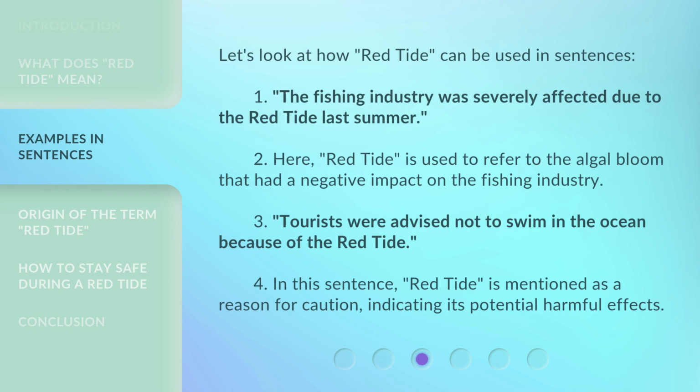Let's look at how red tide can be used in sentences. 1. The fishing industry was severely affected due to the red tide last summer. Here, red tide is used to refer to the algal bloom that had a negative impact on the fishing industry. 2. Tourists were advised not to swim in the ocean because of the red tide. In this sentence, red tide is mentioned as a reason for caution, indicating its potential harmful effects.